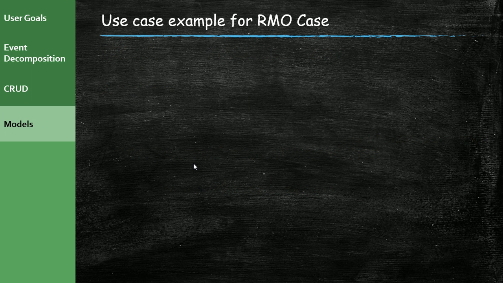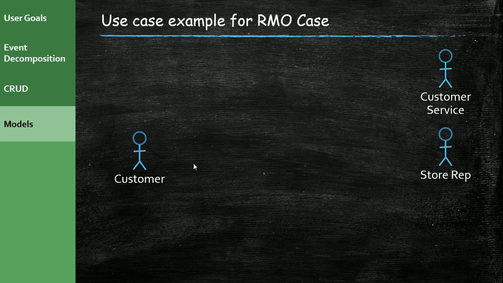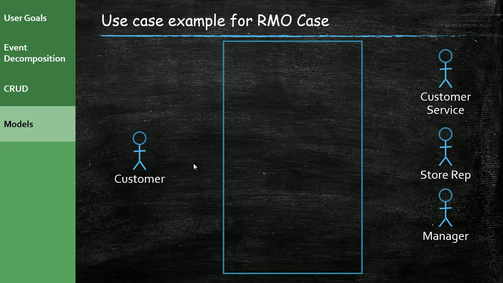So as an example, in your textbook, they have this running case, the RMO case, or something Mountain Outfitters. I forget what the R stands for, but RMO is a clothing company that sells stuff online. We've talked about them before. So they've got customers, customer service, store representatives, and managers. So how are they going to interact with our system?